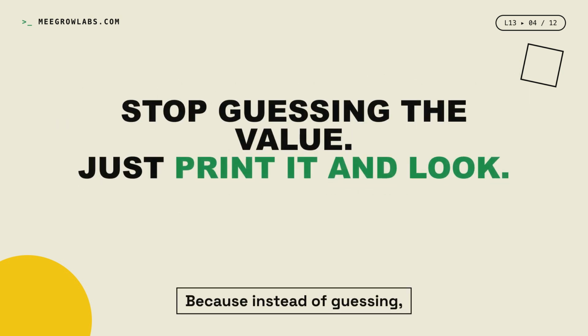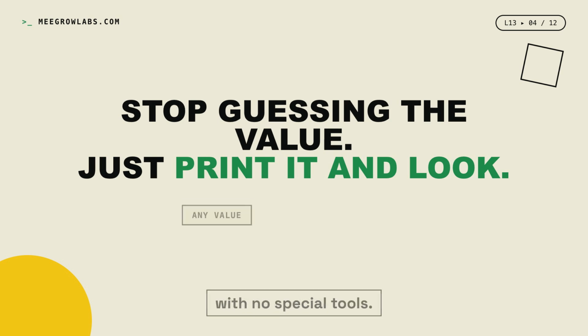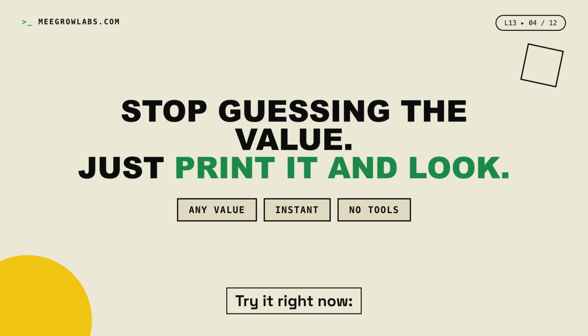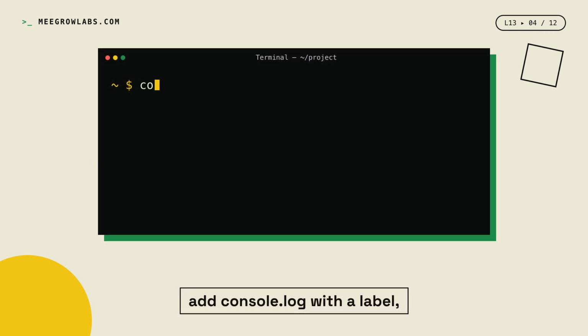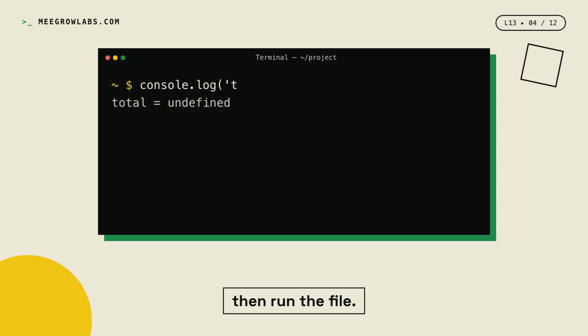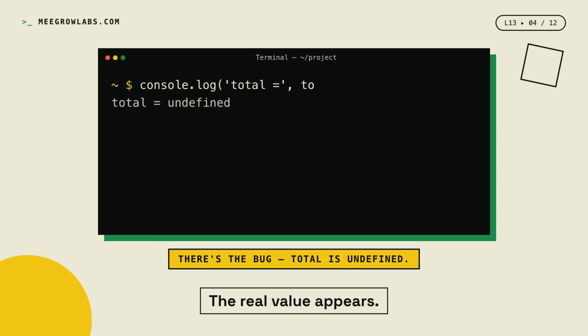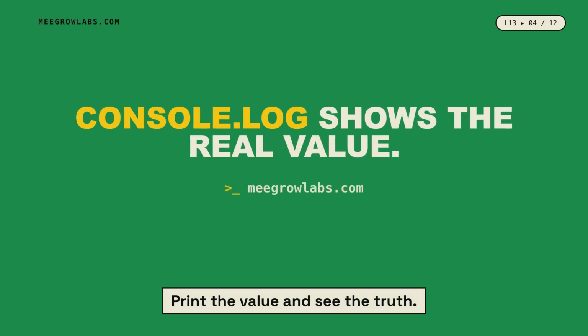Because instead of guessing, you just print it and look. Any value instantly with no special tools. Try it right now. Add console.log with a label, then run the file. The real value appears. So that's console.log debugging. Print the value and see the truth.